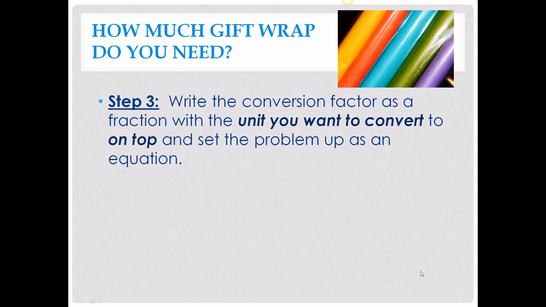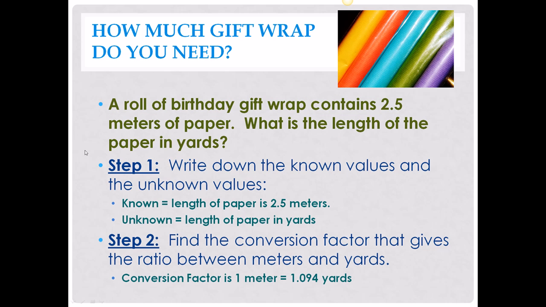Step 3. Write the conversion factor as a fraction with the unit you want to convert to on top, and then set the problem up as an equation. Look at this, it is very important. The unit you want to convert to needs to be on top, meaning in the numerator. So let's go back. What do I need? I need yards in my numerator. So this is my conversion factor, 1 meter equals 1.094 yards. I need this number in the numerator, and then this would go in the denominator.